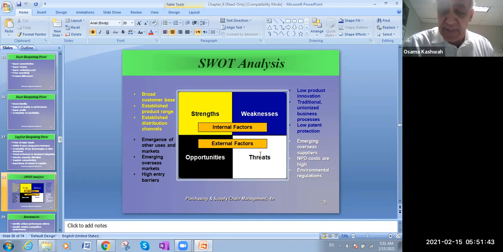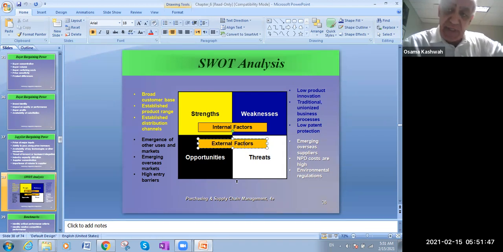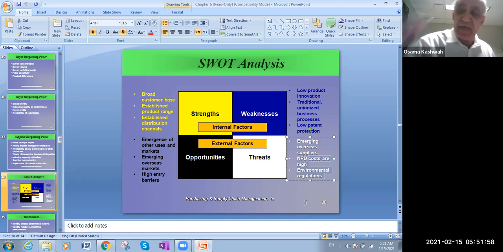Threats. What about the threats? We said those are external factors from outside the organization. External means from outside the organization. For example, emerging overseas suppliers, high NPD costs, environmental regulations. A lot of regulations and laws, and these are considered threats for me because I might not be aware of all these laws.